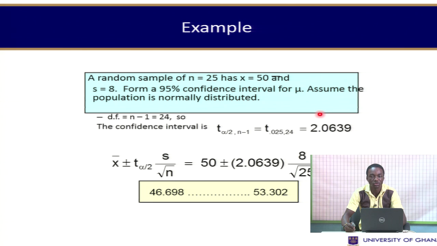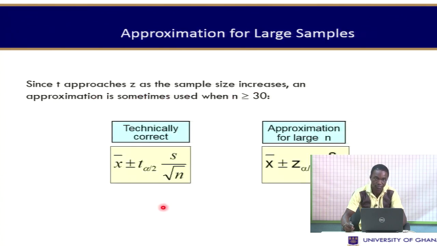This gives us a t value, or critical value, of 2.0639. Therefore, our confidence interval will be 50 plus or minus 2.0639 times our standard error, which is s over the square root of n, that is 8 over 2.5 after taking the square root. This gives us an upper bound of 53.302 and a lower bound of 46.698.